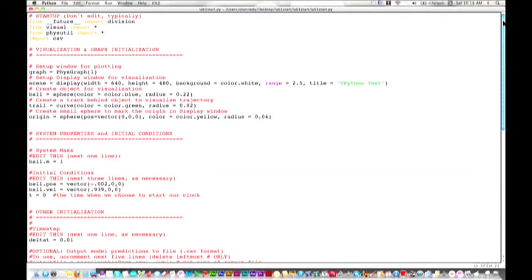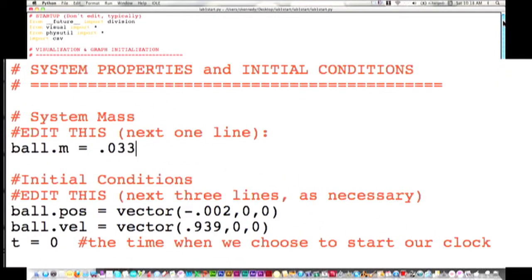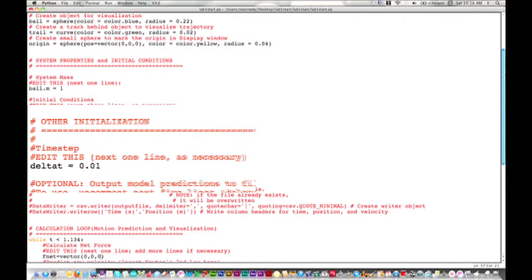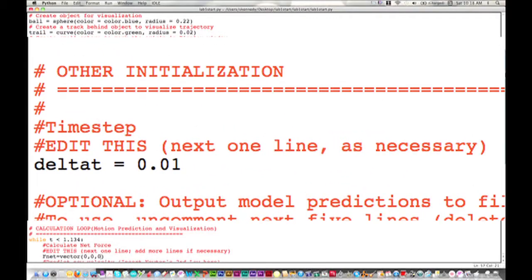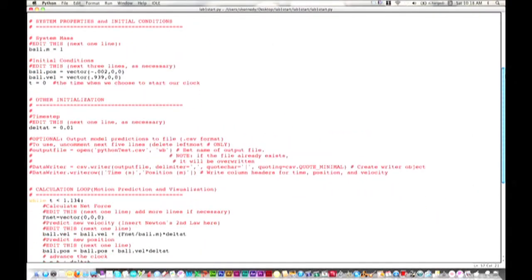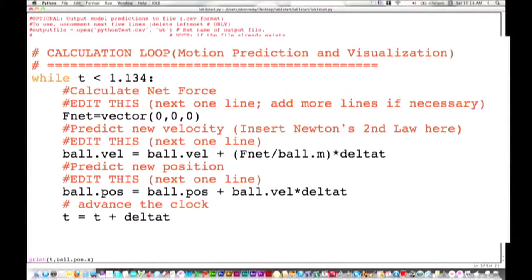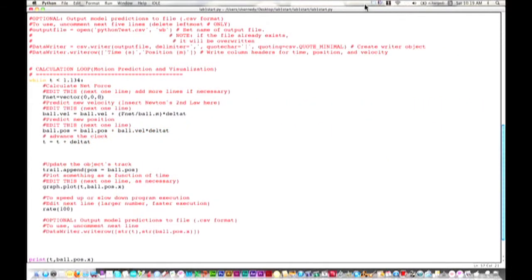With the data collected, I modified the VIDLE Python file to represent my system. I entered the ball's mass, the initial position, the initial start time, and the calculated velocity from the previous step. Delta T should be 100 times smaller than the motion recorded on your original video. I modified the while t loop by inserting my final time value. Also, I inserted Newton's second law into the ball vel and ball pos assignment statements as shown. And by editing the fnet vector line to 0, 0, 0, our prediction will have constant velocity.